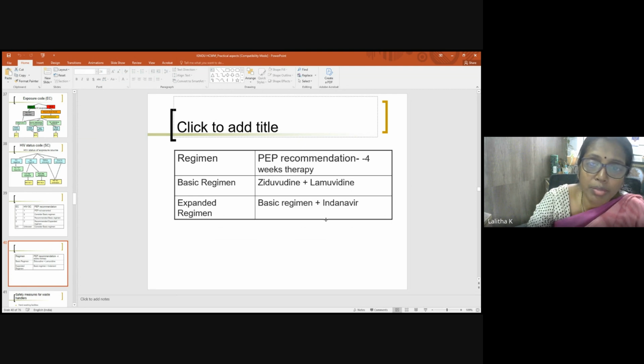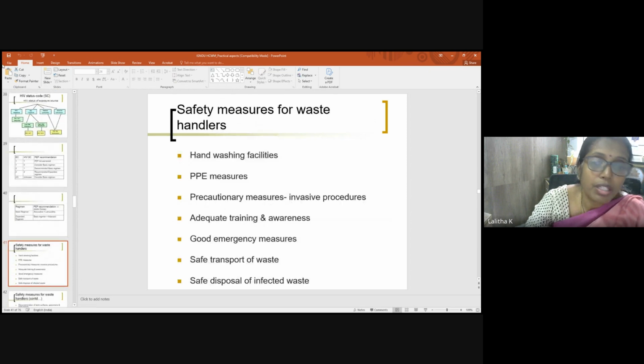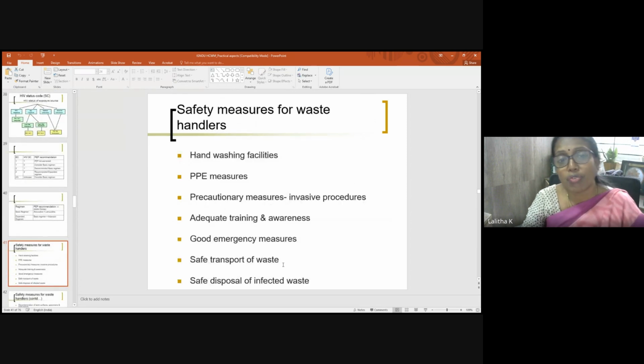These are the regimens which are available, and usually it has to be taken for 4 weeks. For this, the injured person, whoever gets the needle, maybe the doctor, nurse, or the waste handlers, has to be properly counseled and then started on the treatment, because they have to complete the treatment for at least 4 weeks.